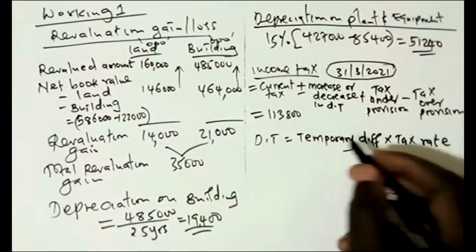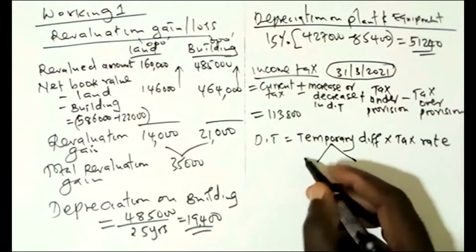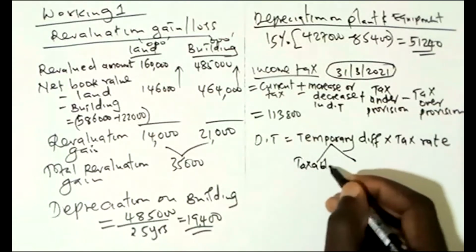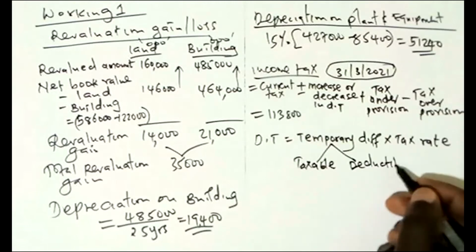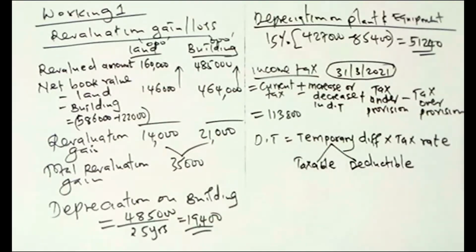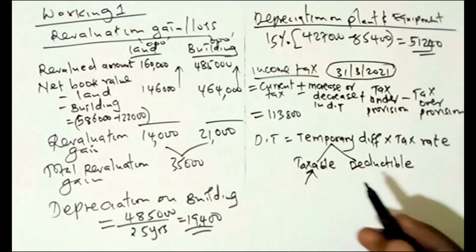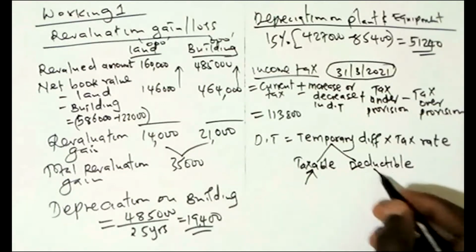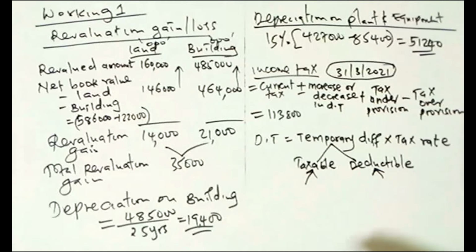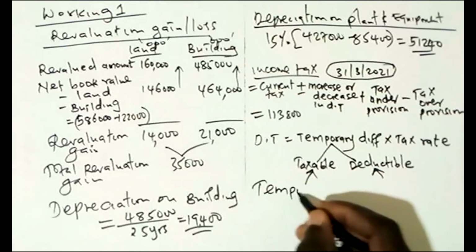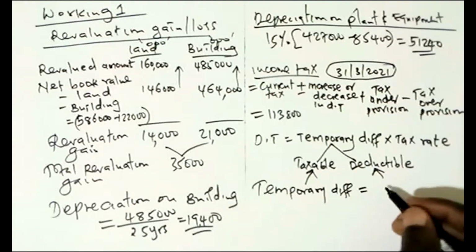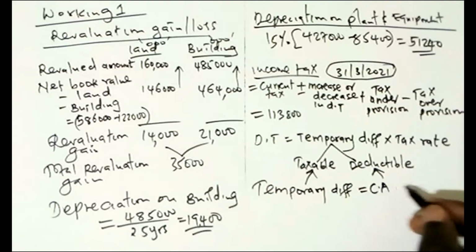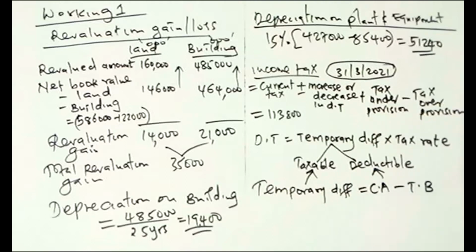You need to know that we have two types of temporary difference: the taxable temporary difference and the deductible temporary difference. You need to understand what they mean. But before that, you need to know how to get the temporary difference itself. The temporary difference is equal to the carrying amount minus the tax base.